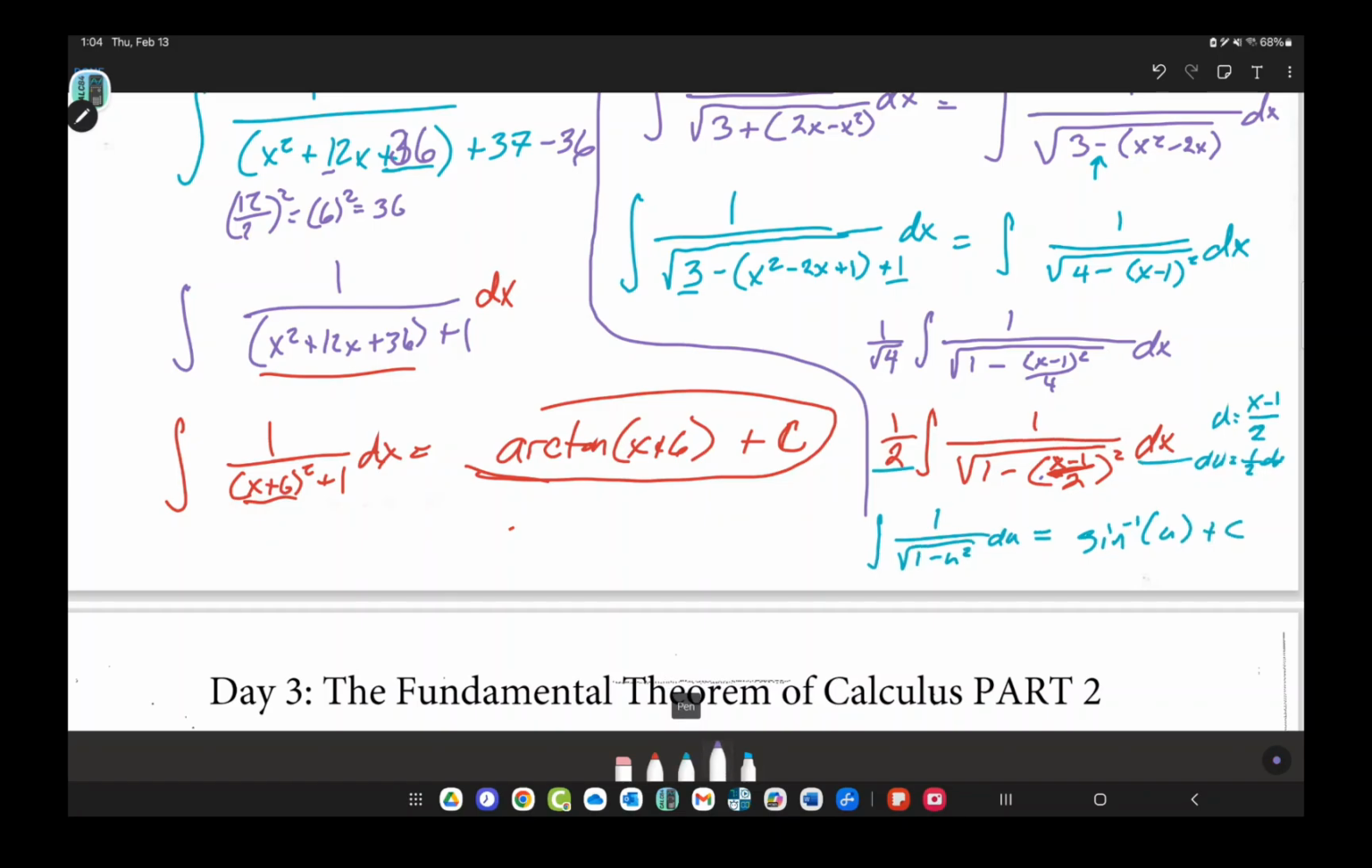Which means my final answer is arcsine of (x minus 1) over 2. We had a 1/2 dx to replace the du. So it was nice that it took care of the 1/2. It doesn't always do that. But that's it for the notes.